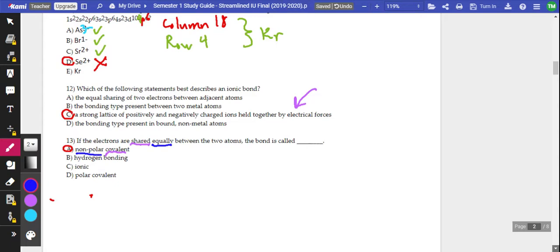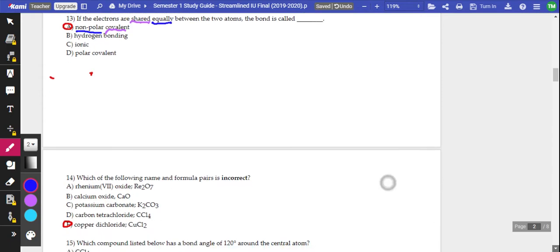There's no polarization of the electron cloud across the bond. So we have a roughly equal electron density around those atoms.